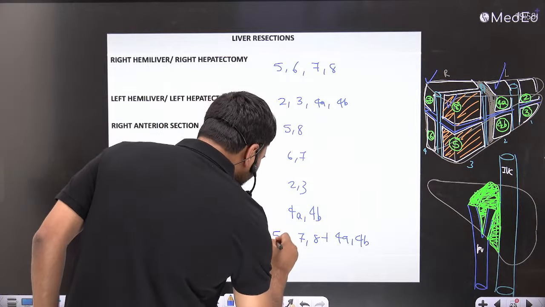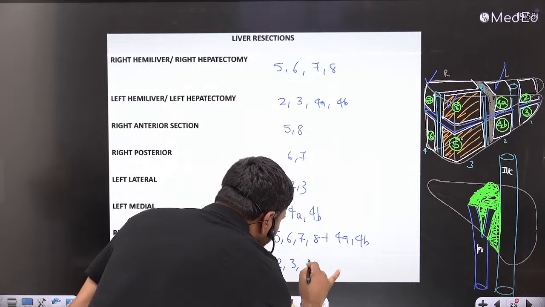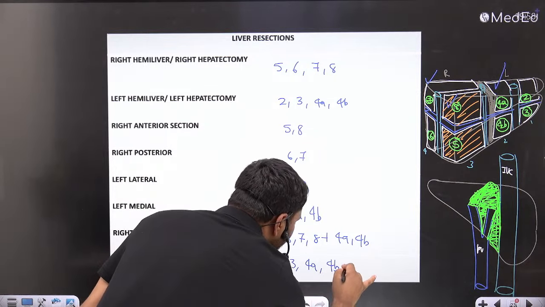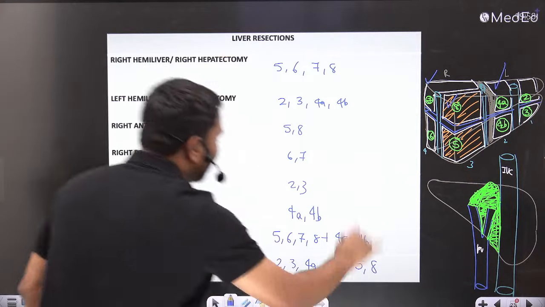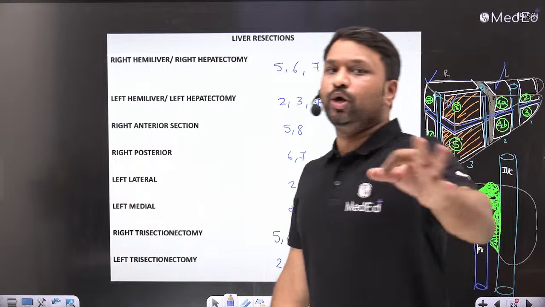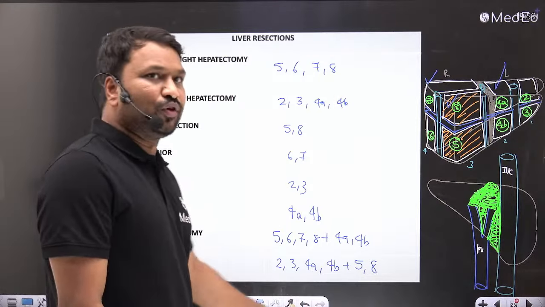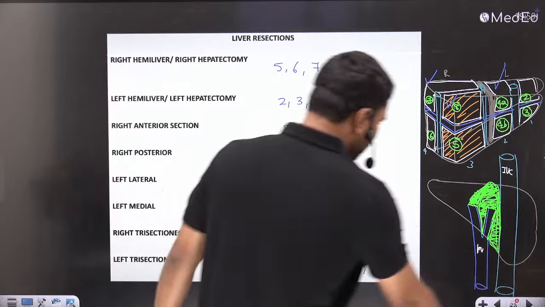5, 6, 7, 8. For left, it is going to be 2, 3, 4A, 4B, anterior 5 and 8. Right. So these are the terminology and these are the components that you're going to remove as you move forward. These are the components of your liver resection.